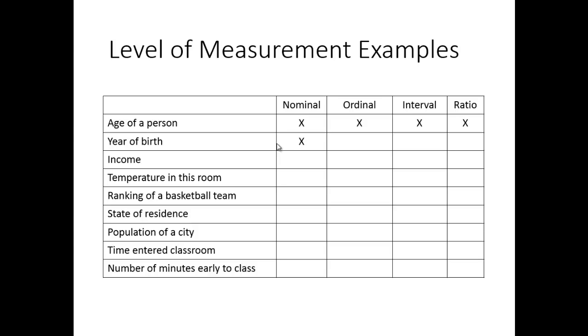Ordinal means you can order year of birth, and that has some intrinsic meaning, like how old you are would be tied up with that. So year of birth is going to be ordinal.